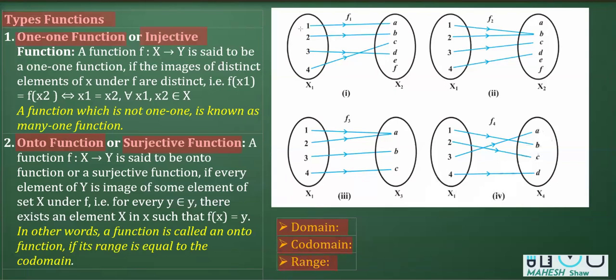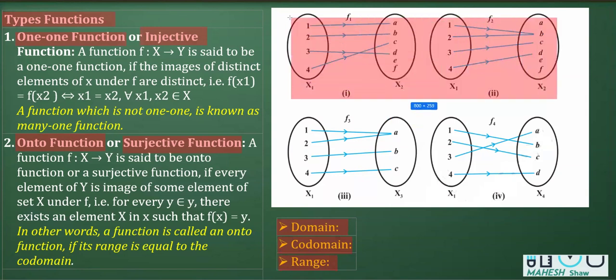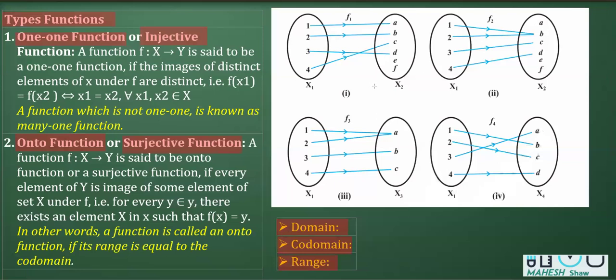To understand this, you can see I have taken some arrow diagrams, with 1, 2, 3, 4. First is domain. By domain, we have already understood that it is always the input. Whatever is the input for the function is called the domain. If you look into the arrow diagram, for the first function the domain is 1, 2, 3, 4. For the second, it is 1, 2, 3, 4 again, and the third and fourth too. So I have taken the domain the same for all four diagrams.